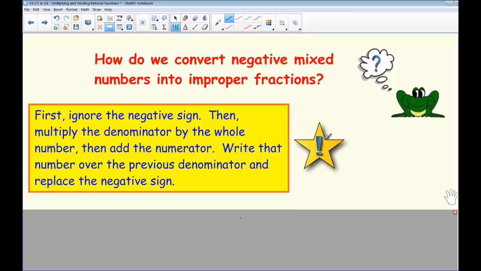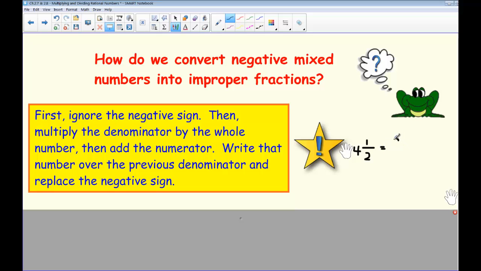So if I just make up an example right now, if I had something like negative 4 and a half, and I want to convert that into an improper fraction, well, I first of all need to cover up that negative sign. So I happen to have a little hand over here, so I'm going to cover that negative sign up, and then I multiply the denominator, 2, times the whole number 4, which gives me 8, add the numerator, which is 1, so therefore it gives me 9.